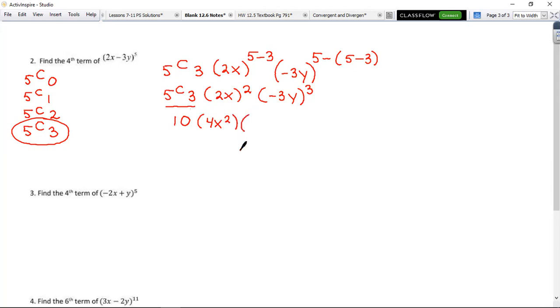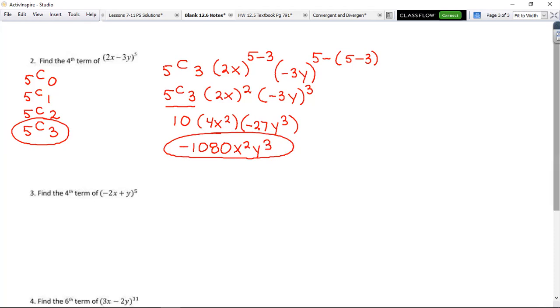And then my second one, I'm going to do negative 3 to the 3rd, which is negative 27. And then y to the 3rd. Then you're going to grab your calculator and multiply this out. So I need here a 40 times negative 27. So my answer is negative 1080 x to the second, y to the 3rd. And that represents the 4th term of my expansion.